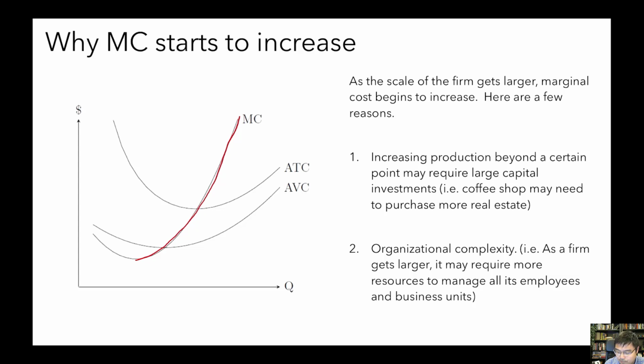A second reason could be organizational complexity. So as a firm gets larger, it might require more resources just to manage all of the moving parts. Whereas when the firm started, it was just the founder and a couple of employees. There was no need for any middle managers. As the firm gets larger and larger, you start needing to hire employees whose sole function is to manage other employees. Okay, so organizational complexity could be another reason why marginal costs are increasing as the firm gets larger.